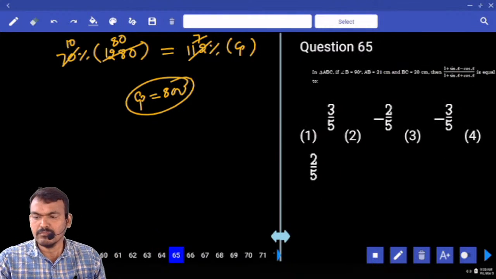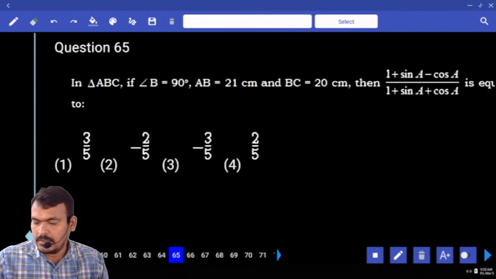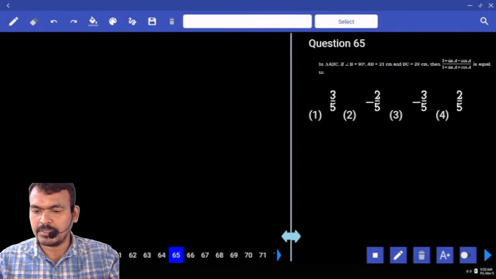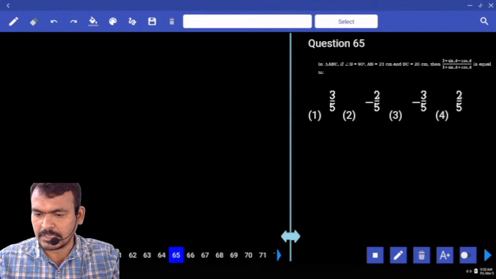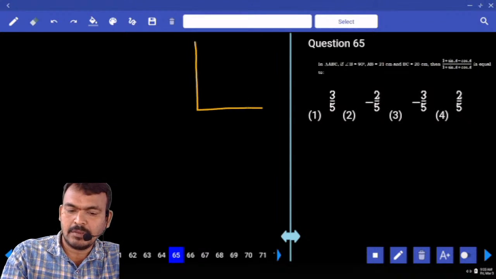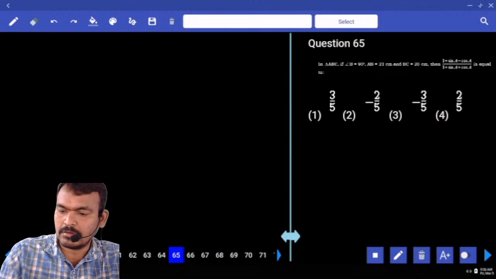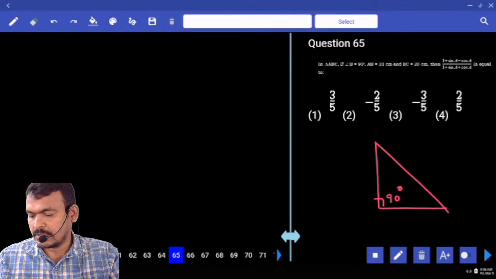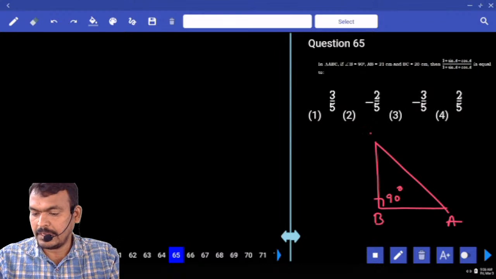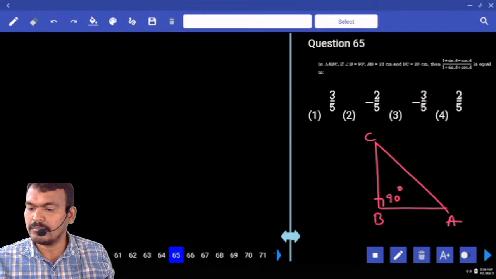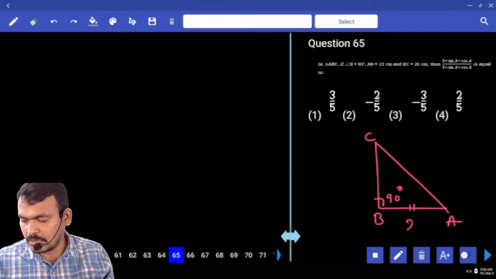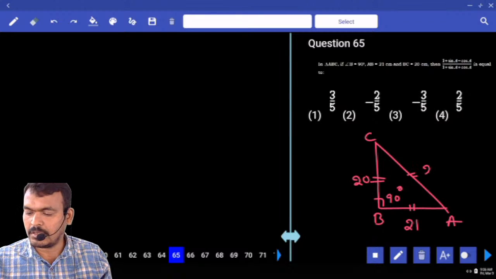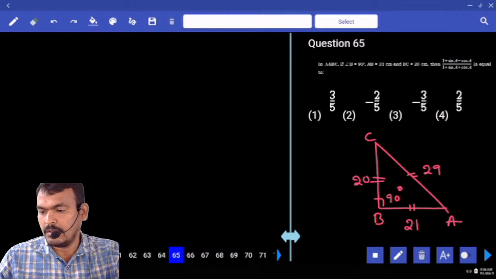Next is 65. In triangle ABC, angle B equals 90 degrees. Suppose the vertices are A, B, C. AB equals 21, BC is 20. Obviously AC is 29.